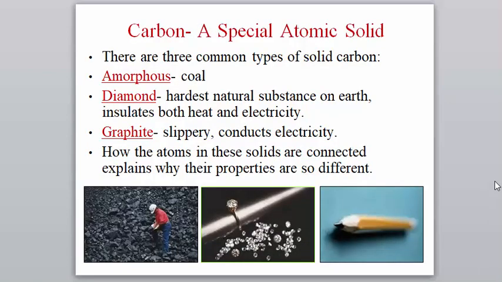So you know that your carbon is a special atomic solid, since it can have several allotropes, meaning structural forms. Coal is fairly soft and amorphous. Diamond, of course, is the hardest substance on Earth, and it's quite a good insulator of heat and electricity. And then graphite has a very different structure. So you very well may be asked to compare diamond and graphite. So we'll look at their structures in just a bit.